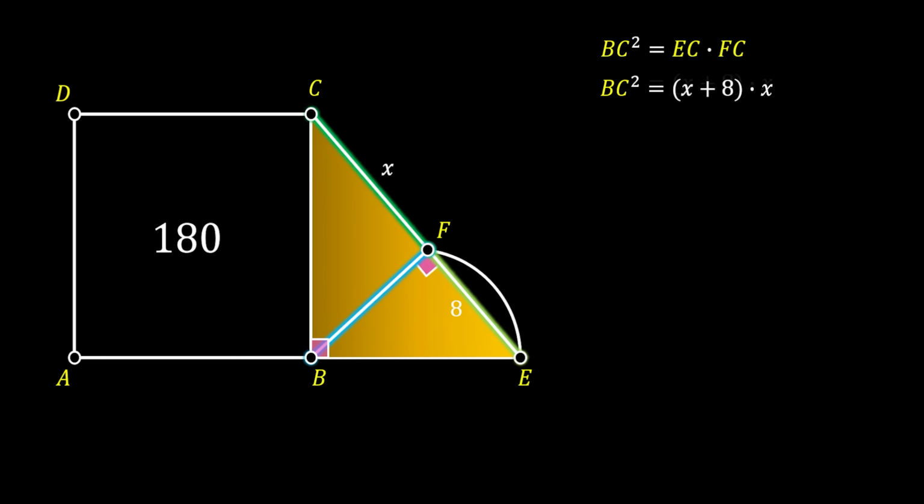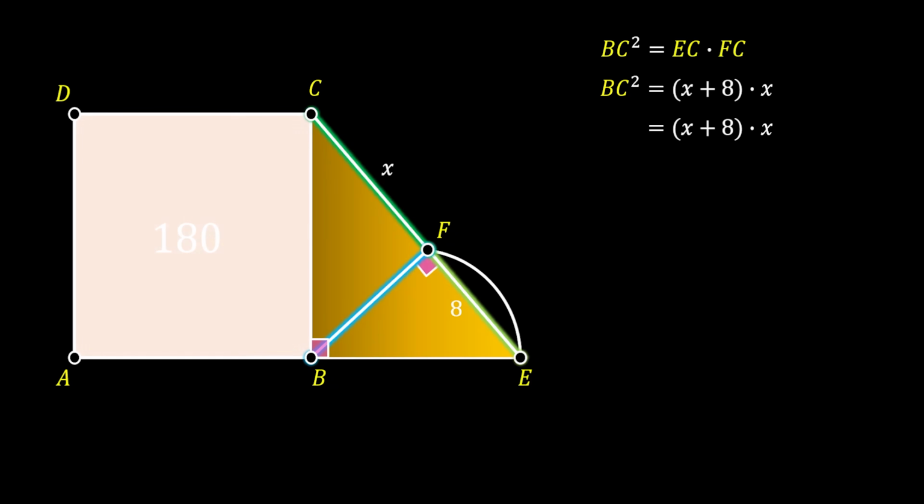But what is actually BC squared? Well, if you take a look at our sketch, BC is actually the side of our square with the area of 180.